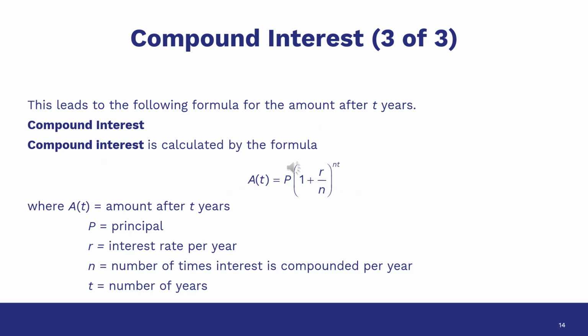So, this formula shown here gives the total amount after a certain number of years. A of T equals P times 1 plus R over N, raised to the power of N times T. Let's break that down. P stands for the principal, or the original amount you invest. R is the annual interest rate, written as a decimal. N is the number of times the interest is compounded per year. For example, monthly would mean 12 times. And T is the number of years the money stays invested.